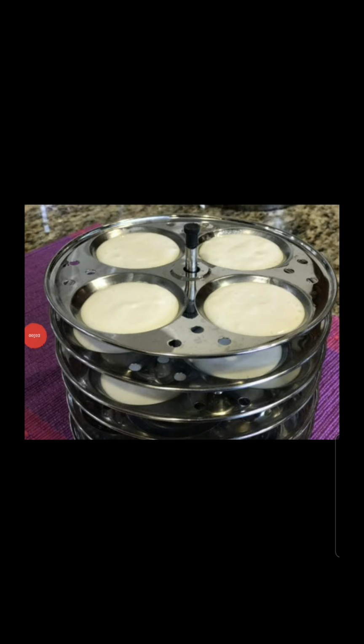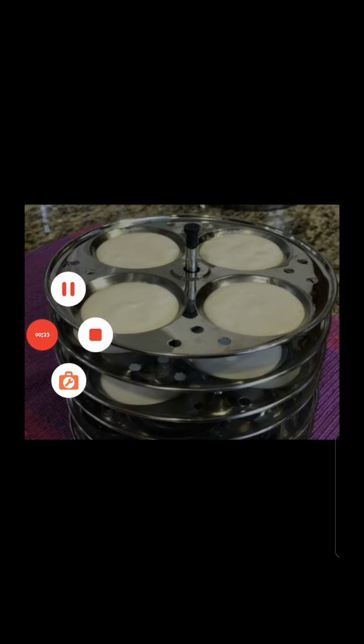Idli is another food which is prepared with the process of steaming. This kind of vessel is used for preparing idli. This vessel is basically kept inside a cooker, or there is a different kind of vessel also which is available in the market today. So this was all about steaming.